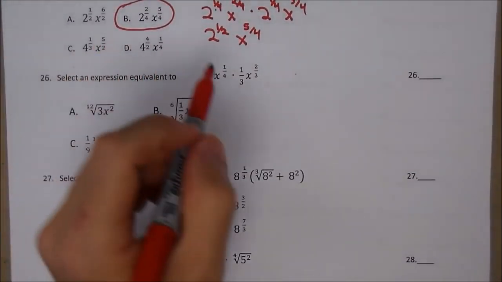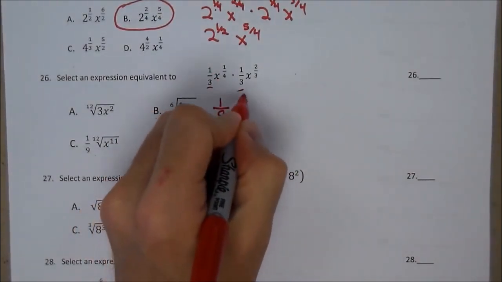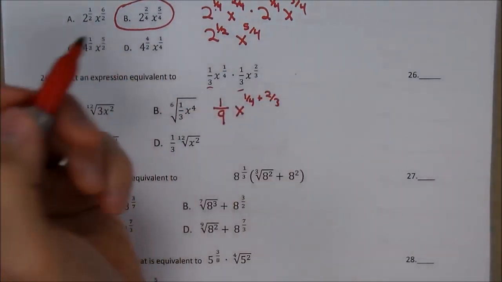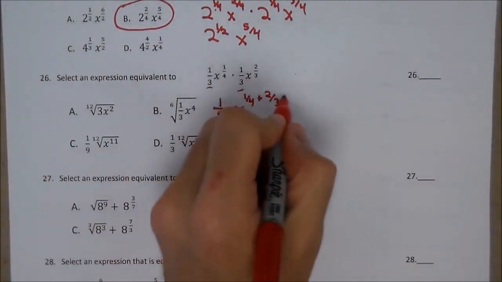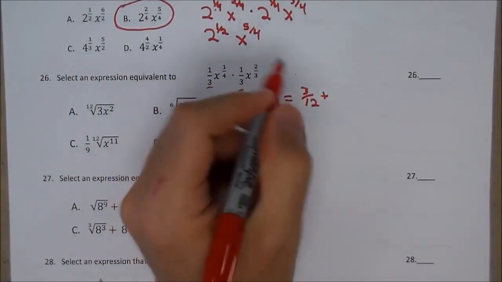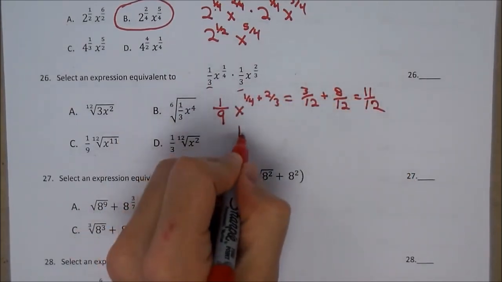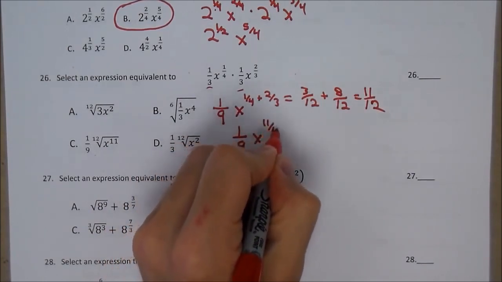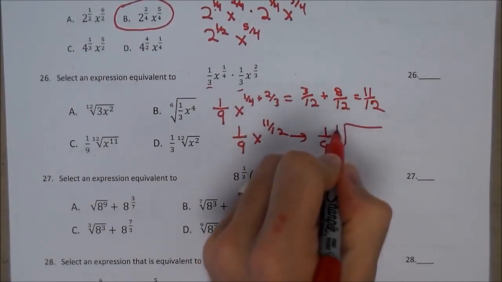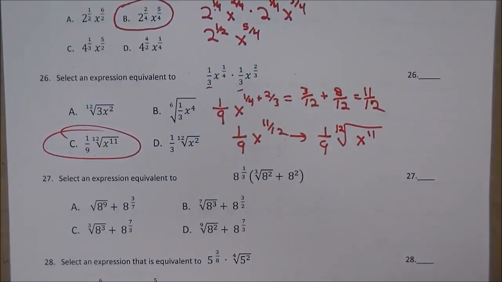We'll go to 26. Now I'm going to multiply these out in front, and that's going to be 1/9, and it's going to be x to the 1/4 plus 2/3. So here, if I add 1/4 and 2/3, they need to have a denominator of 12, so that's 3/12 plus 8/12, which is 11/12. So I got 1/9 x to the 11/12, which I could also see as 1/9 the 12th root of x to the 11th, which I see there as answer C.